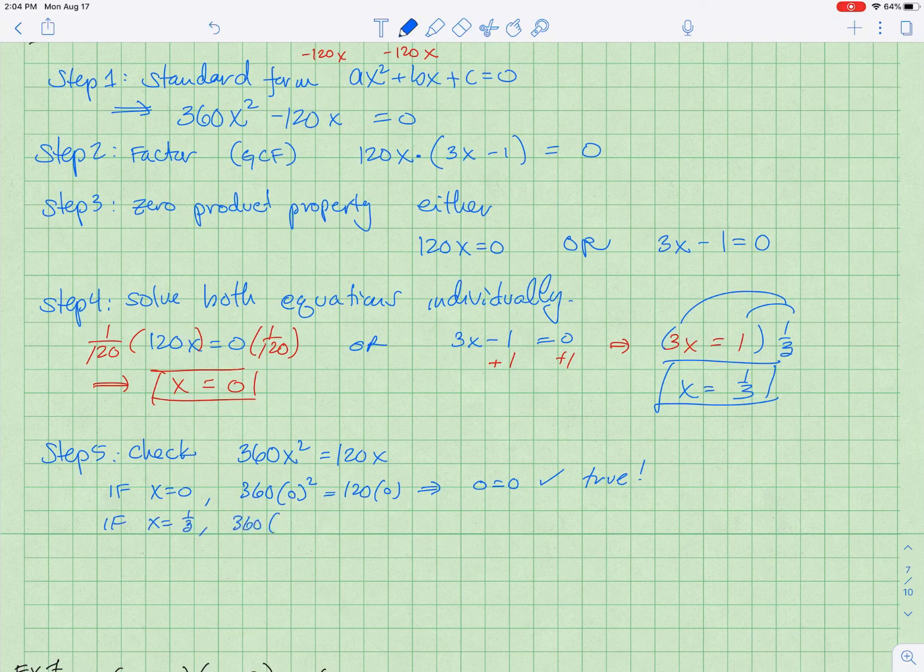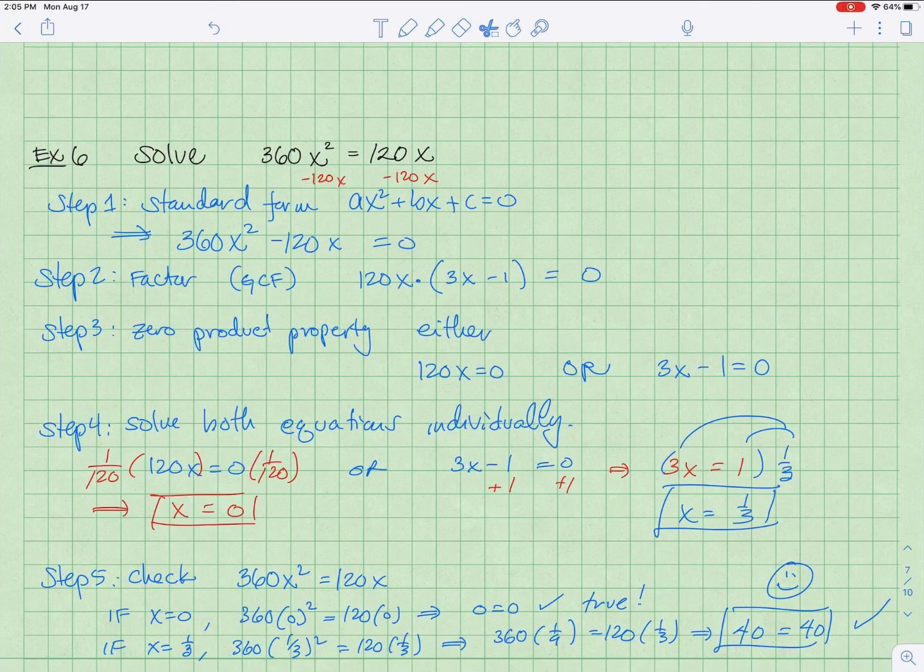And if x equals 1/3, then 360 times 1/3 squared is equal to 120 times 1/3, which means that 360 times 1/9 is equal to 120 times 1/3. But 9 goes into 360 40 times, and 1/3 of 120 is also 40. Check.